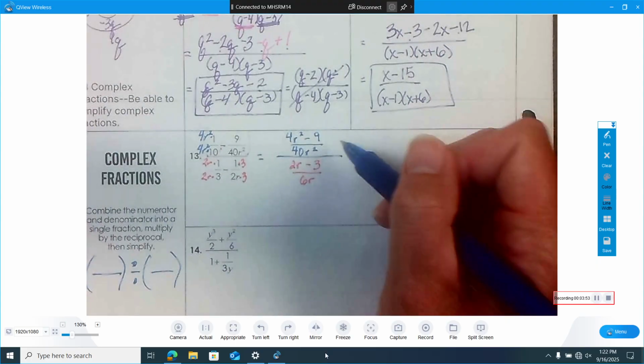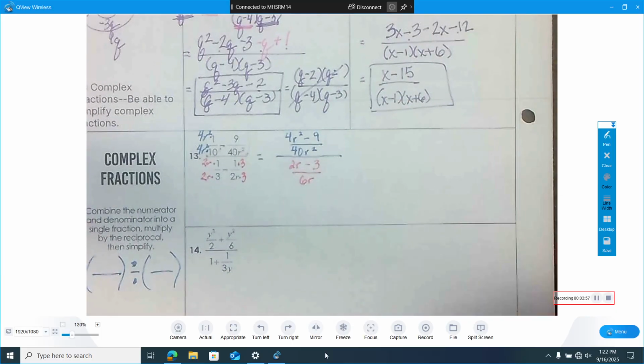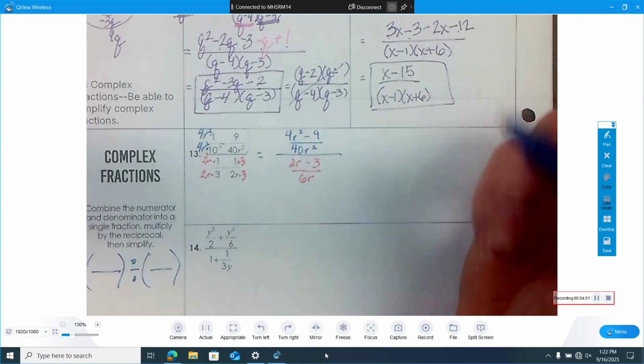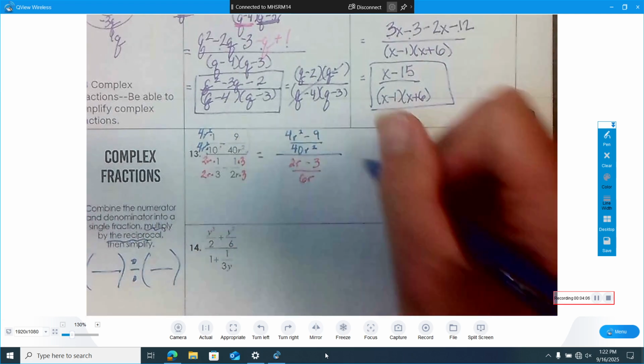Okay, now this is simply division, and we know how to divide fractions. We hate dividing fractions. What do we do instead of dividing fractions? Multiply by the reciprocal, which says it right here. We're going to multiply by the reciprocal.